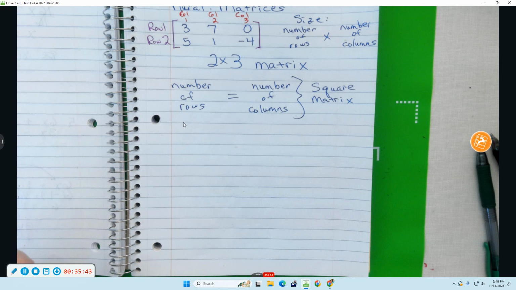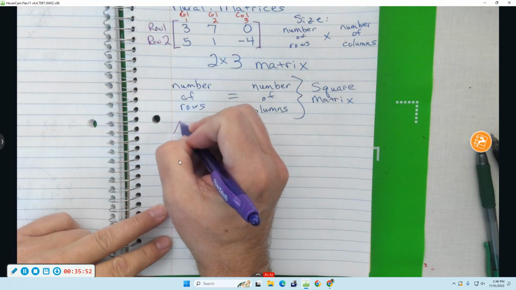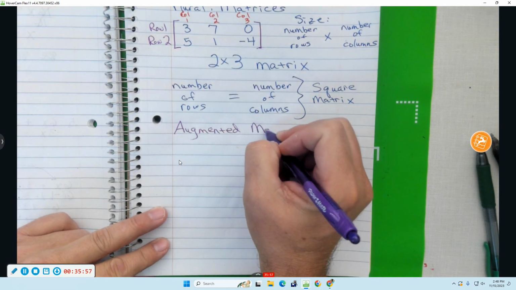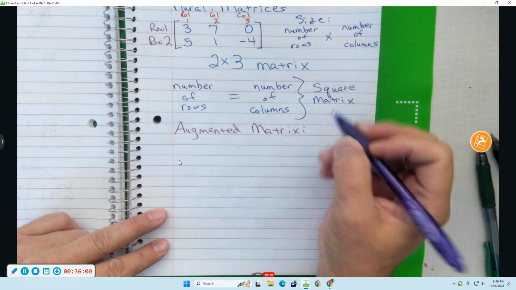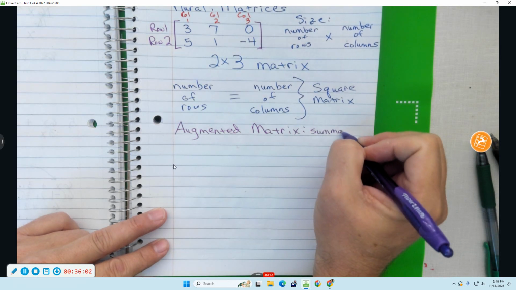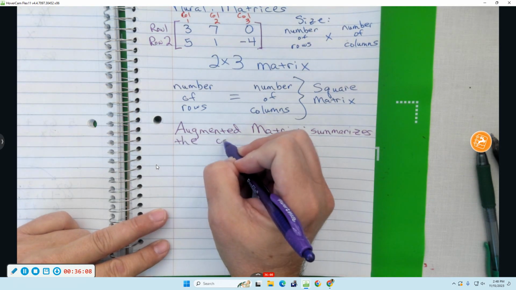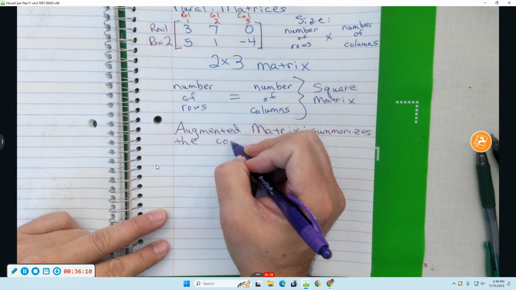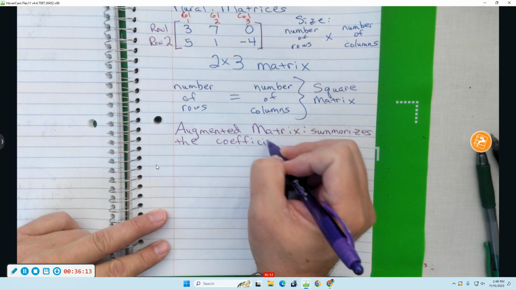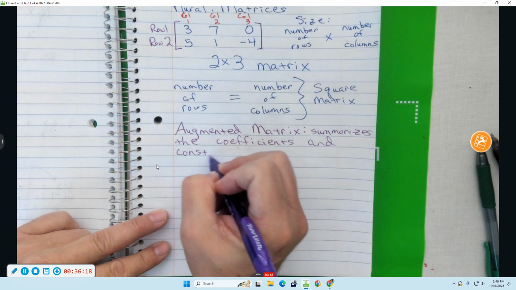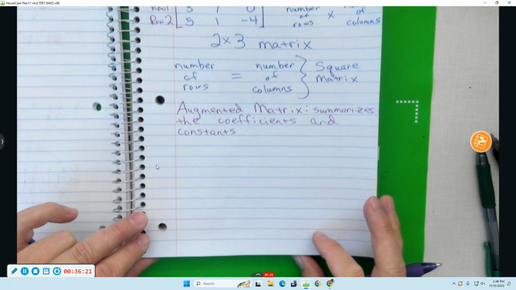An augmented matrix summarizes the coefficients and the constant terms of a system of equations. It's going to take me longer to write out this definition for augmented matrix than to show you what it is. It summarizes the coefficients and constants in a system of equations.